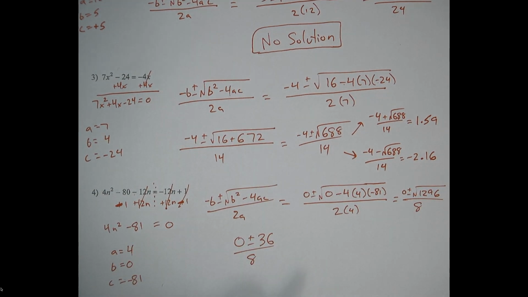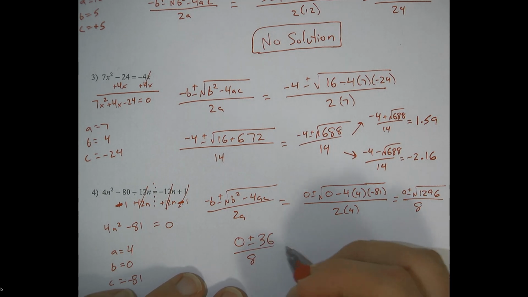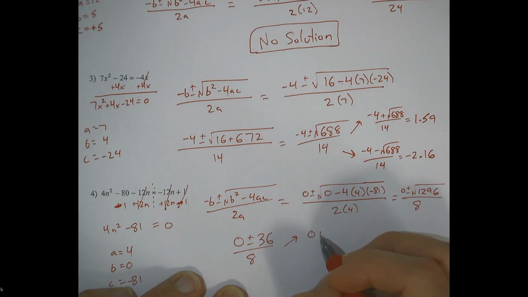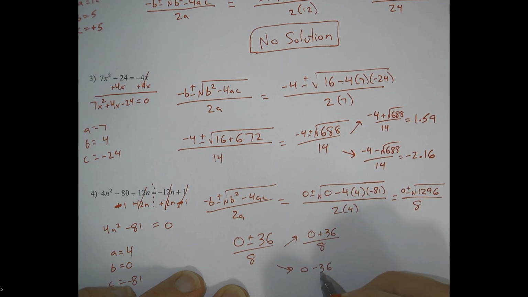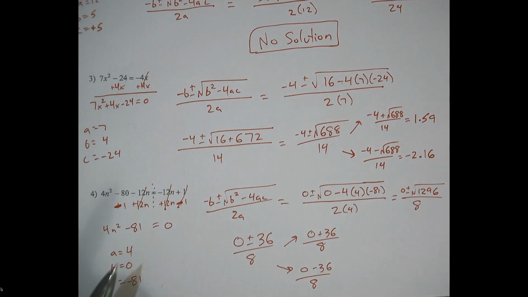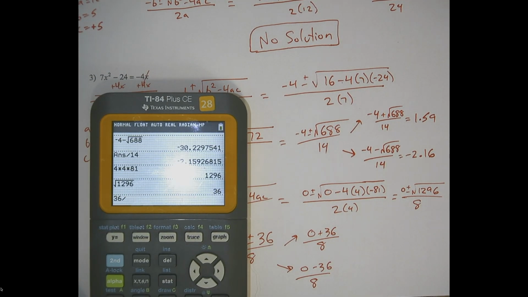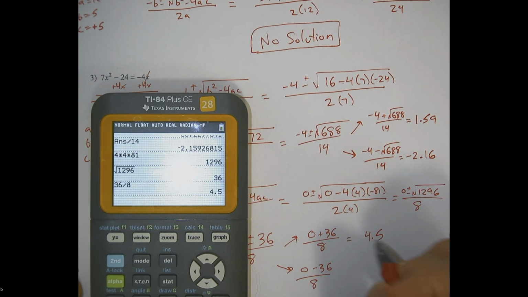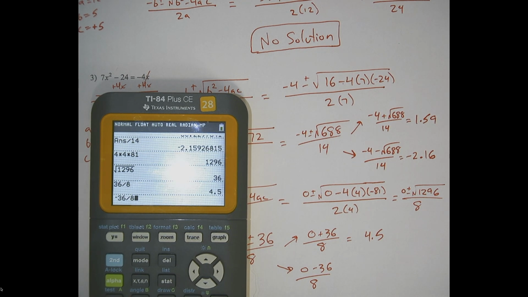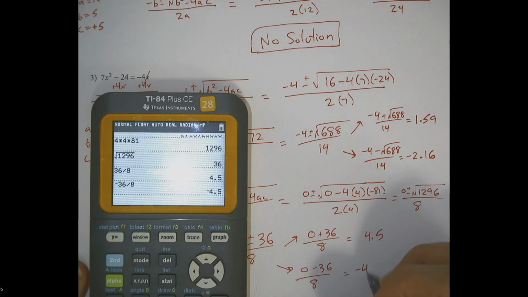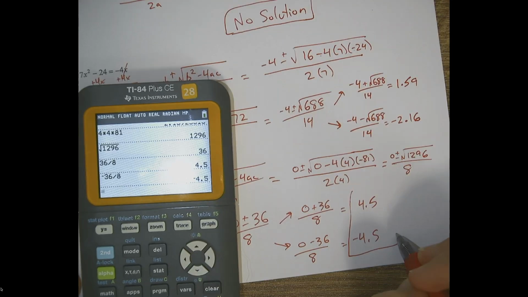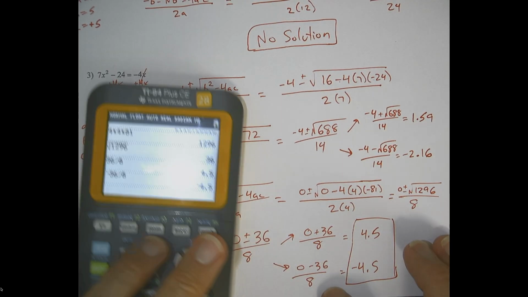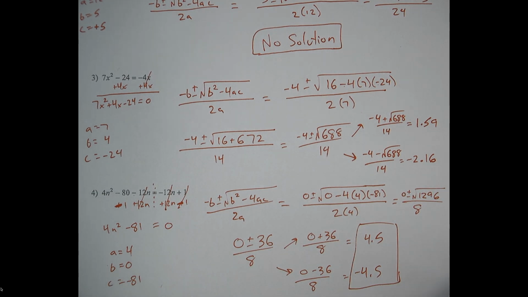That means there's going to be 2 answers. So now I can split this into 2. It's 0 plus 36, so just 36, divided by 8, and 0 minus 36, so negative 36 over 8. So positive 36 divided by 8 is going to give me 4.5, and negative 36 divided by 8 is going to give me negative 4.5. All right, so that's all good practice on using the quadratic formula to get the actual answers or solutions.